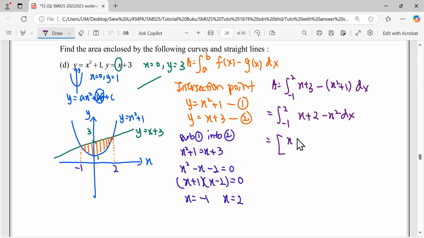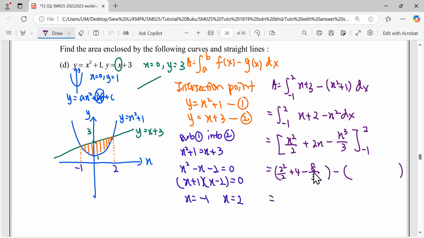For the individual x, the formula of integration is power plus 1 over the new power. Integrating a constant, we get a linear term. For this one again, power plus 1 over the new power, with upper limit 2 and lower limit negative 1. The next step is upper limit minus lower limit so that we can get the final answer. So put in 2 squared over 2 plus 4, and then this one negative 8 over 3. You can also put in the values one by one without simplifying, using brackets for negative 1. Finally, we press the calculator and we can get the value of the area. That's all for this. Thank you for watching.